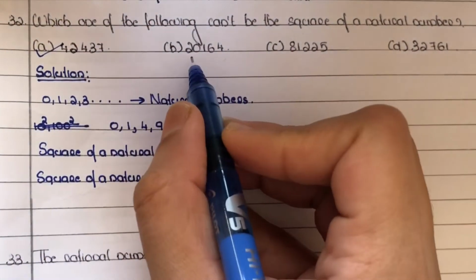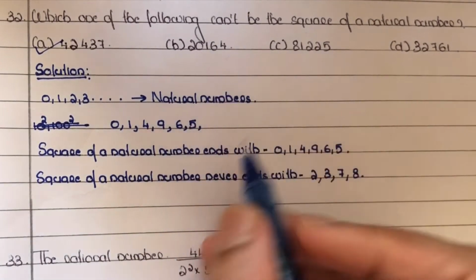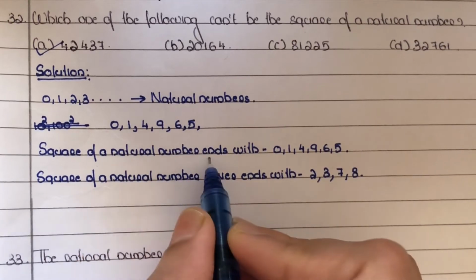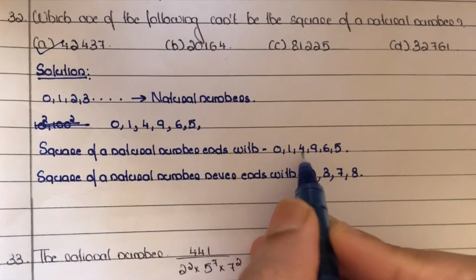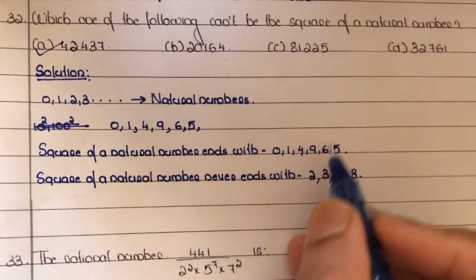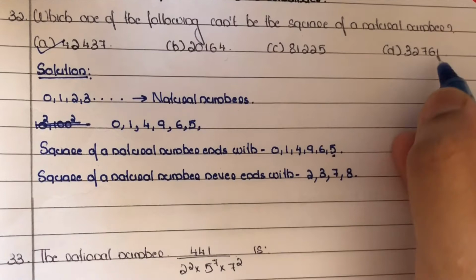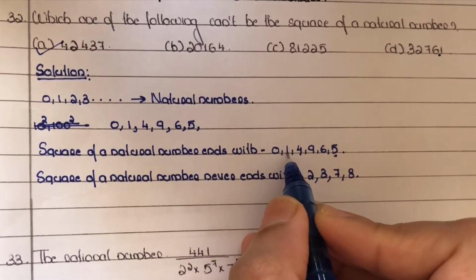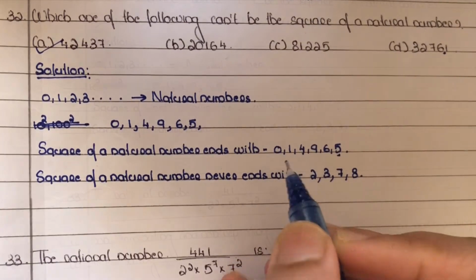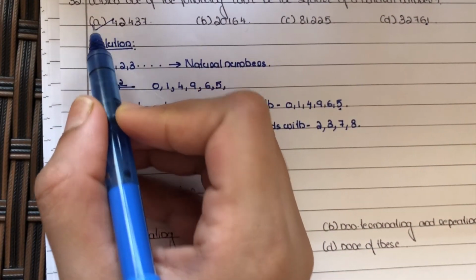Now consider option B. This number ends with 4. The square of a natural number can end with 4. Similarly, option C, this number ends with 5. The square of a natural number can end with 5. Option D ends with 1. The square of a natural number can end with 1. So here the correct option is option A.